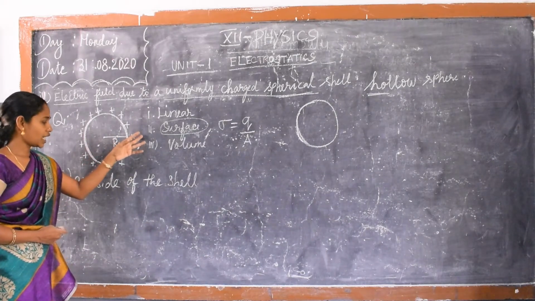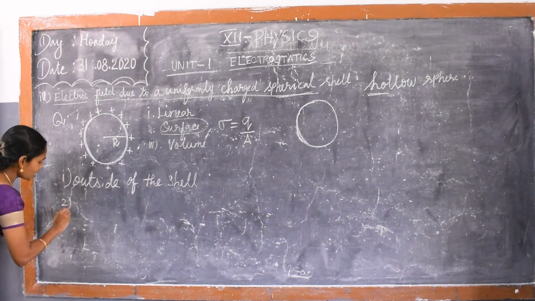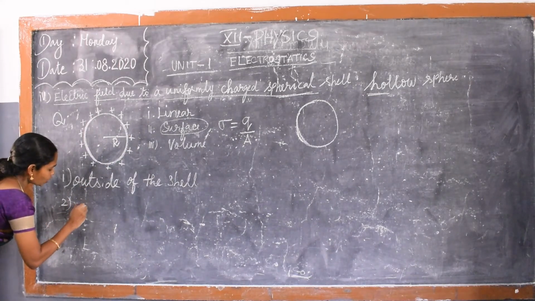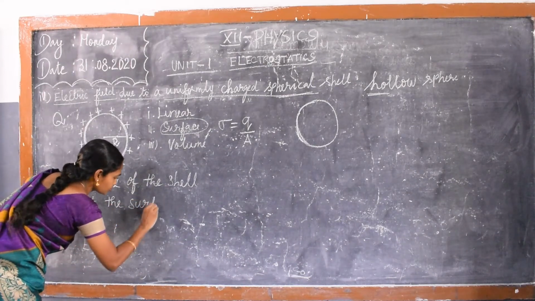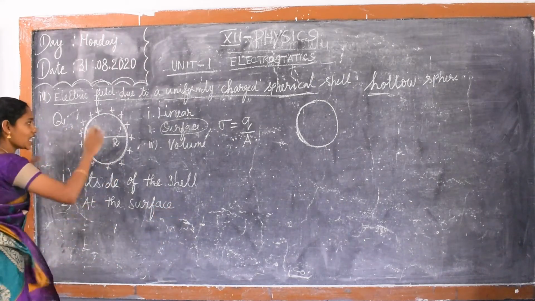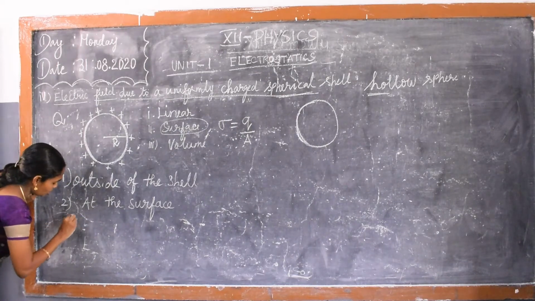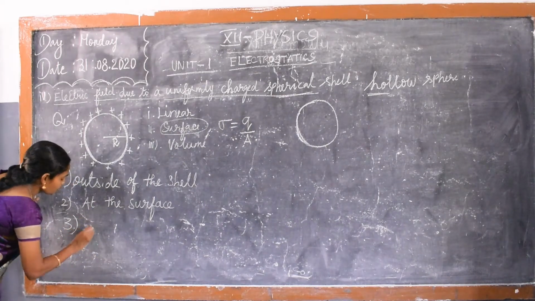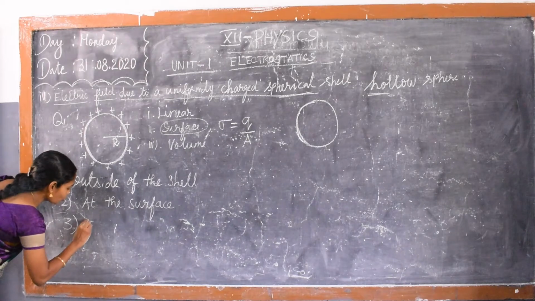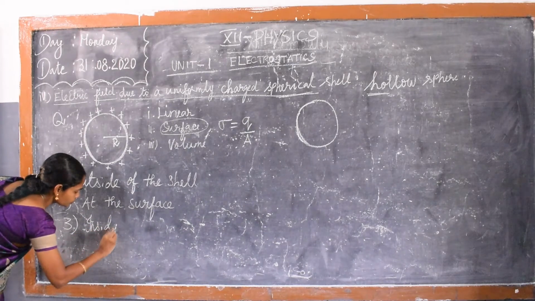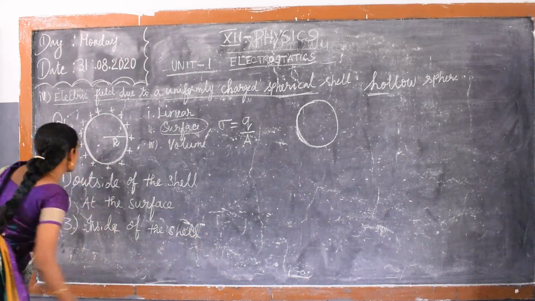If the point P is located outside of the shell, then what will be the electric field? In the second case, point P is located at the surface of the shell. Suppose the point is located at the surface of the shell, then what will be the electric field? And the final one is, if the point is located inside the spherical shell, then what will be the electric field? That is inside of the shell. Okay, let us see one by one.